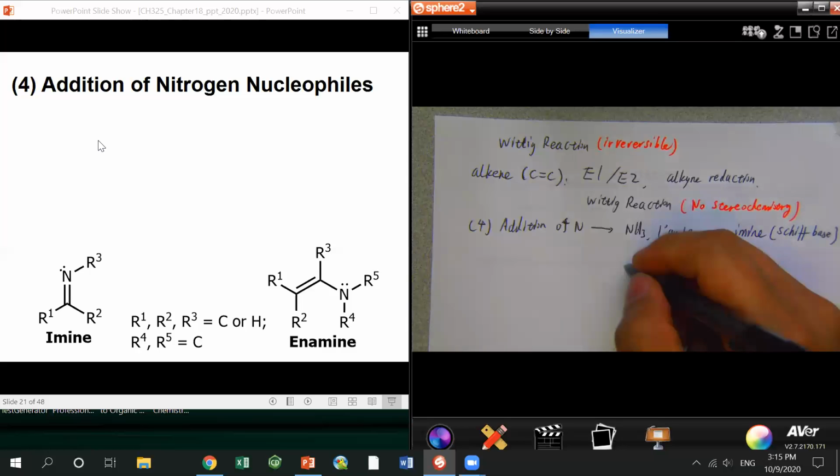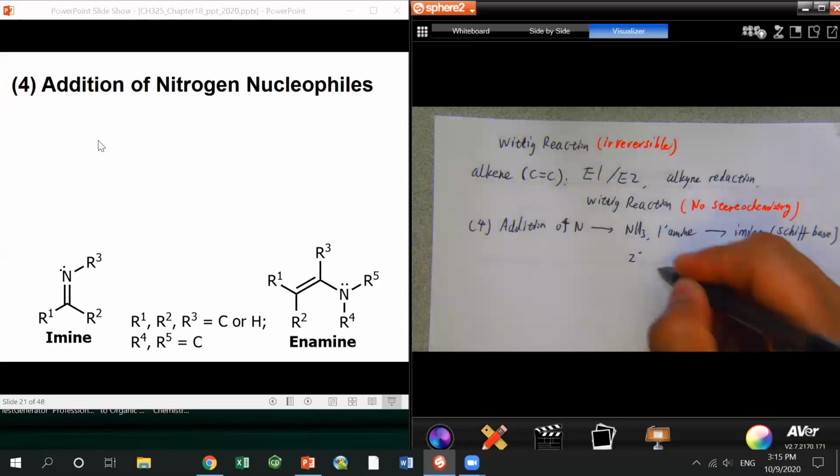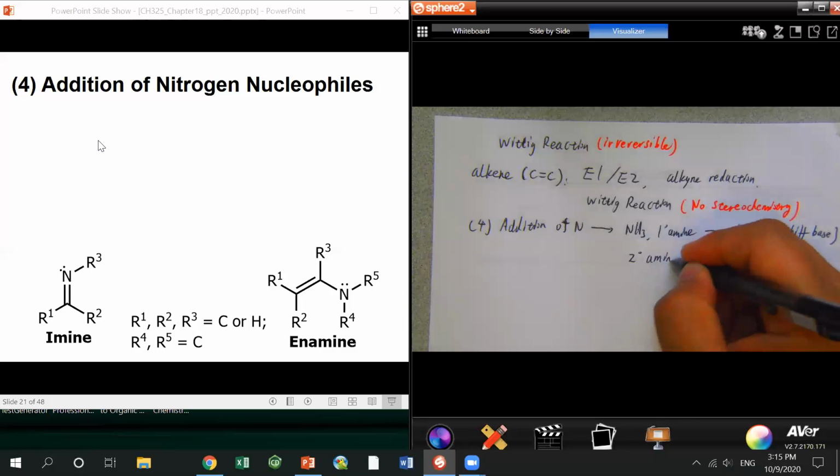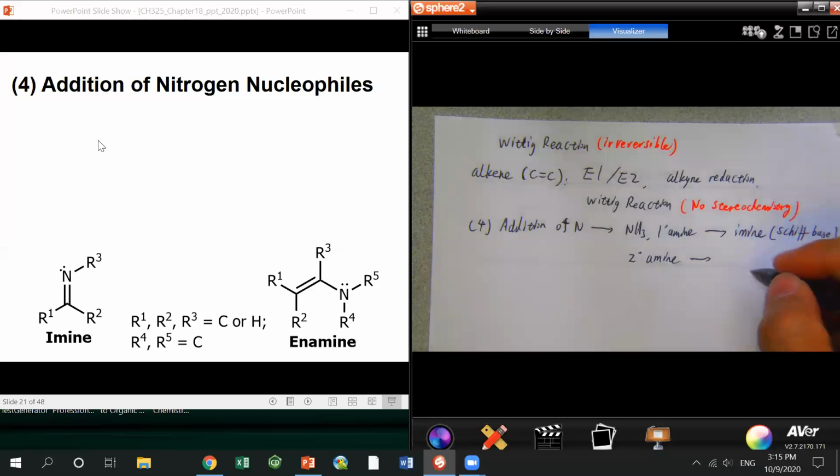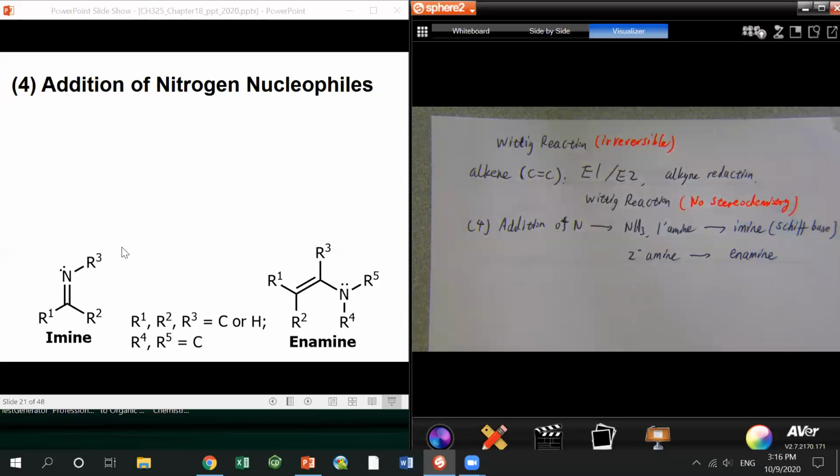Another one: if you start with a secondary amine, you generate something called an enamine. Here are the imine and enamine structures. For the bottom part, the R1, R2 with the carbon come from the ketone or aldehyde. The top part comes from the original imine, amine, or ammonia.